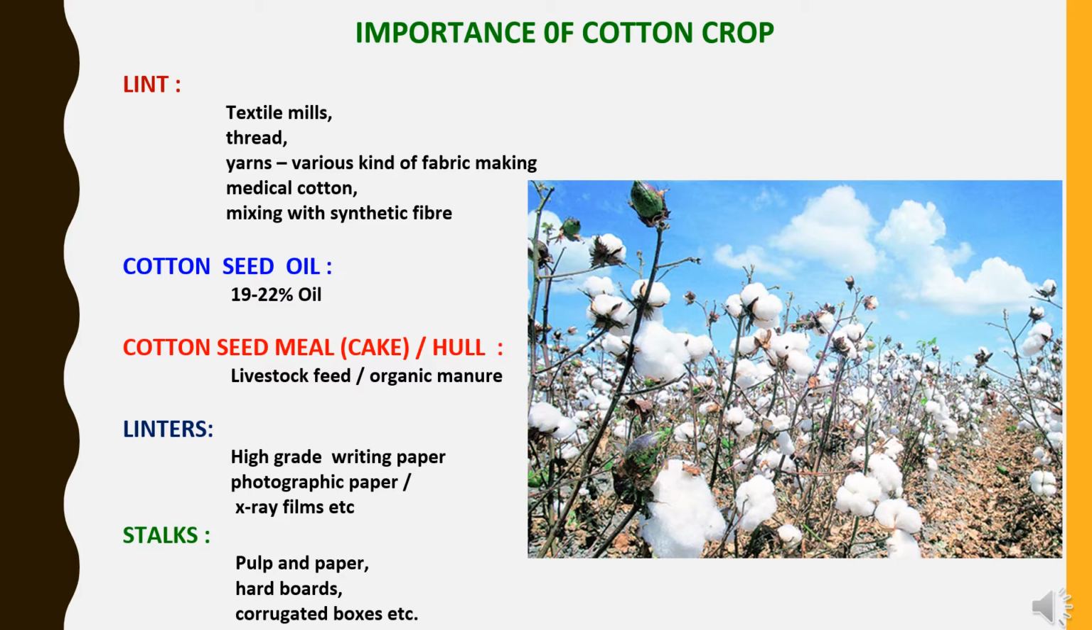Then there are linters, which are used for high grade writing paper, photographic paper and X-ray film preparation. Then stalks are also used in the pulp and paper industry, and in manufacturing of hardboards and corrugated boxes. So there are various uses of cotton.